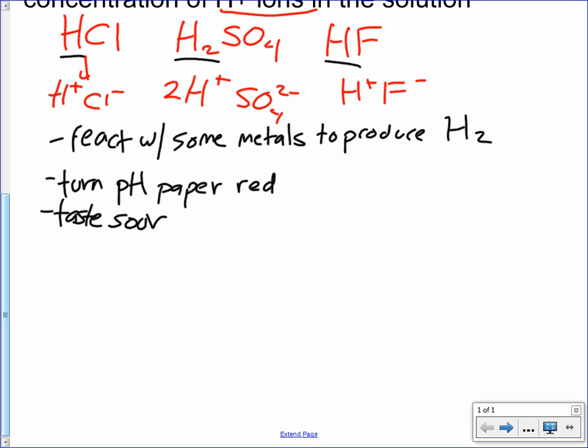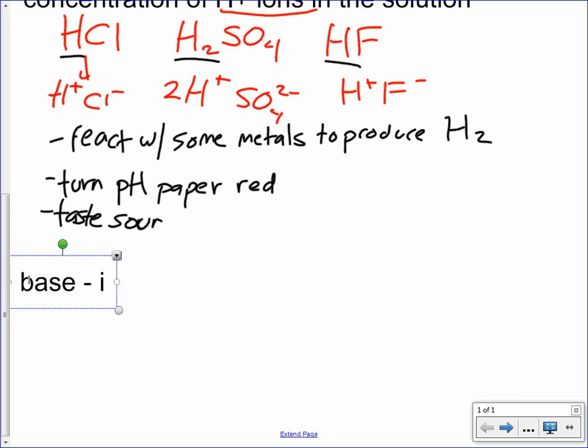You might be thinking, who would want to taste an acid? It's going to burn you. Well, as it turns out, acids are in a lot of foods. Citric acid is in a lot of fruits, lemons, oranges. Soda has acid in it. A lot of things that you eat and drink do have acid. They may not be as concentrated, but they are acids. So that's basically what an acid is. Now let's talk about a base.